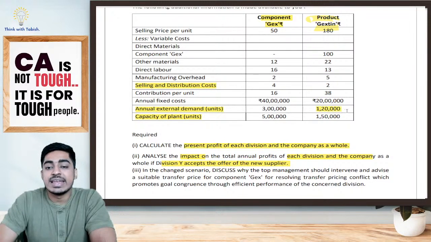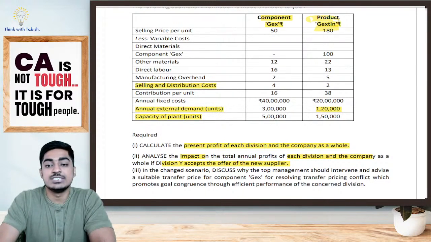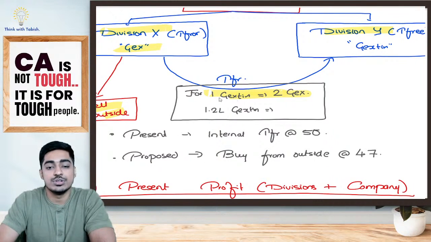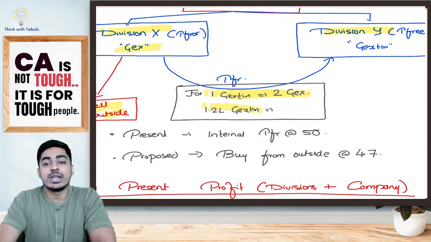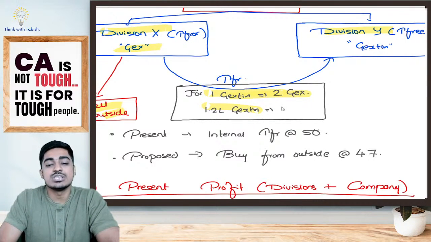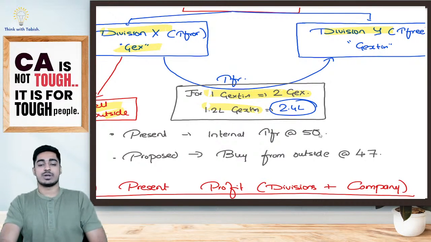External demand is 1,20,000. So how many units of Jextin will we be producing? 1,20,000 units of Jextin we need to produce. And we have been told that for 1 unit of Jextin, 2 JEX are required. So for 1,20,000 Jextin, how much JEX is required? 2,40,000 JEX is required.